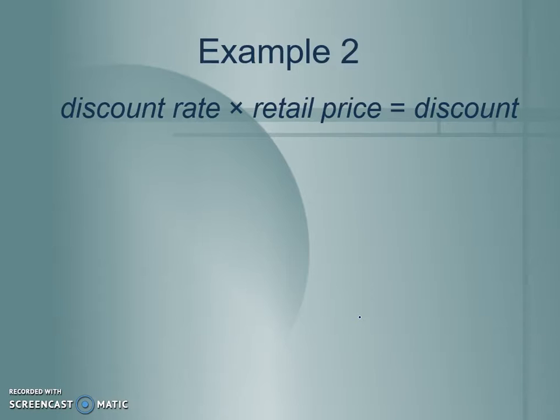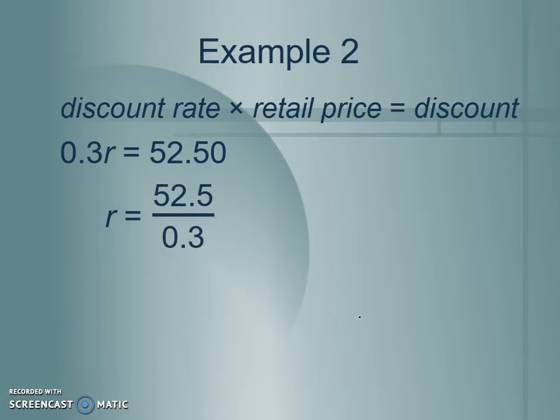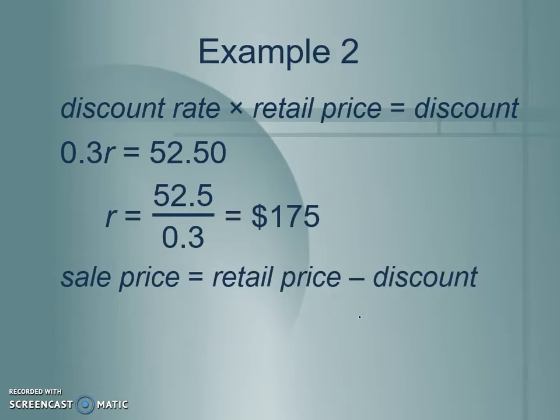We know that the discount rate was 30%, so it was a 30% off sale, and he ended up saving $52.50, so his discount was $52.50. So we just need to figure out what R is. So this is just a one-step equation. We're just going to divide each side by 0.3 for 30%. And we get that the original retail price was $175.